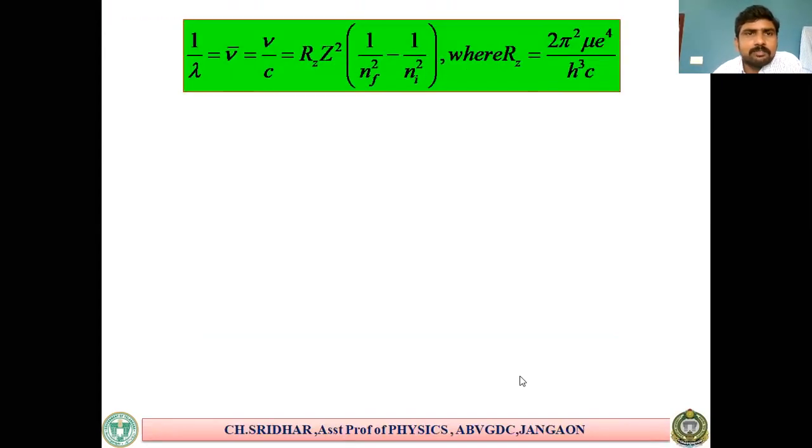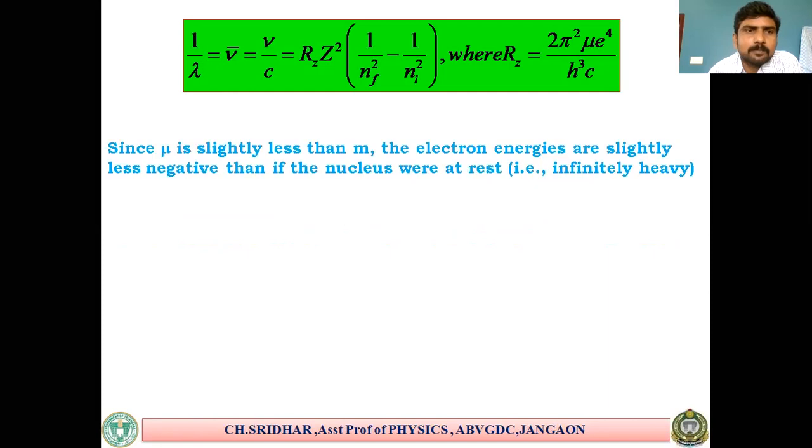So in terms of wave number, if you write 1 by lambda is equal to nu bar is equal to nu by c is equal to Rz into z square into 1 by nf square minus 1 by ni square, where Rz is 2 pi square mu e to the power of 4 by h cube into c, where this Rz is the Rydberg constant which is modified due to the finite mass of the nucleus.